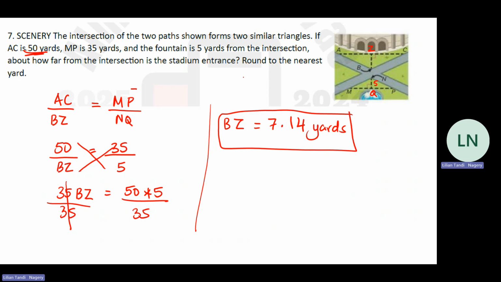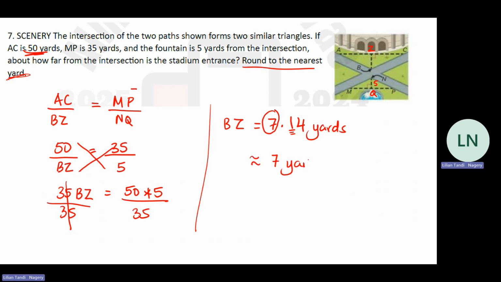Oh, we are supposed to round to the nearest whole number. So this is not our answer. We circle our whole number, we underline the digit in the tenths place. It is not 5 or more, so our answer is just 7 yards.